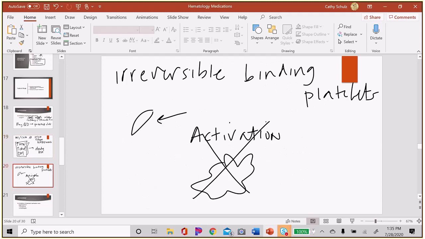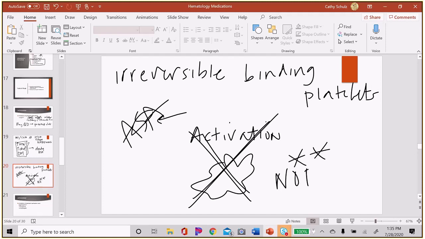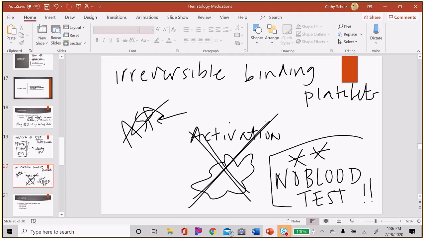And so if we give aspirin and that aspirin binds to the platelet, then we can't have activation and we decrease the risk of clot, which is beautiful. So how we know that it worked is kind of a trick question. There isn't a blood test. So this is an important point. If I give somebody aspirin and I want to know if it's working, there isn't a blood test that I can give the patient to find out if that's the case.